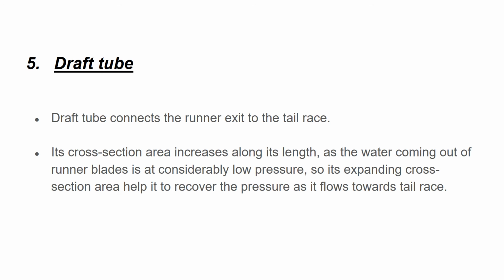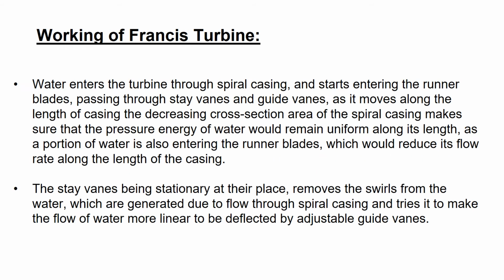And the last part is obviously draft tube. Draft tube is a tube with its area of cross section increasing along its length, and the main function is that water coming out of the runner blades is at considerably low pressure, so expanding the cross section helps to recover its pressure and it flows to the tail race.